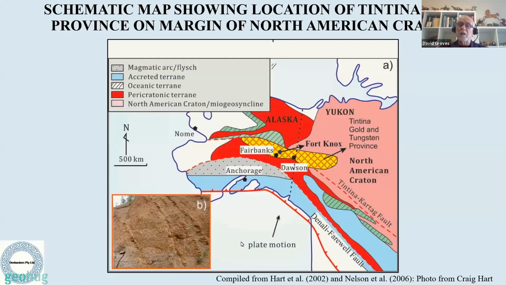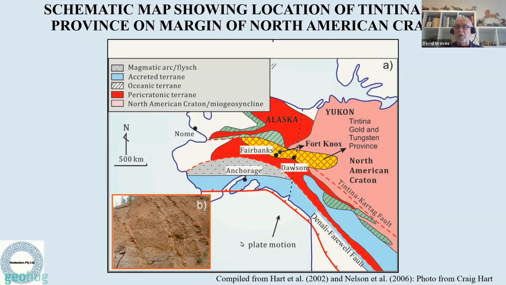If we look at the intrusion-related gold deposits, Rich Goldfarb and I think that these are extremely rare. Actually, many things are being misinterpreted as intrusion-related gold deposits. These sit right on the Craton margin, so Fort Knox and so on. It's the only really large one, sitting on that North American Craton.